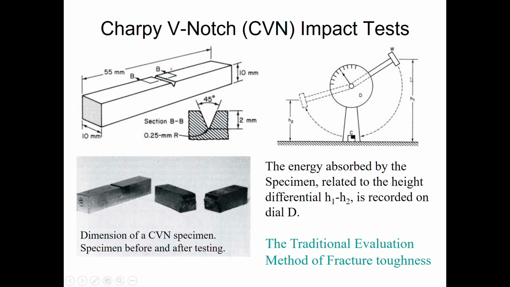So I have H1, this length, the first one, and then how much is the final length. From that, the energy absorbed by the specimen related to the height, this differential H1 minus H2, is recorded. It means that once you release it and it hits the specimen and then goes up to this point, everything has been recorded in this feature or this screen.